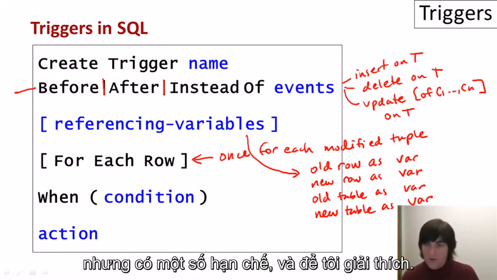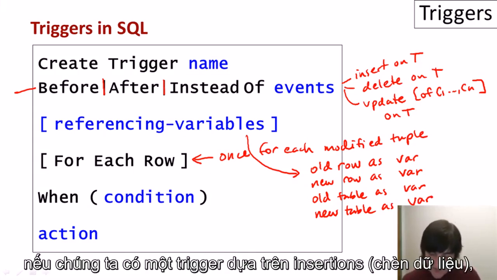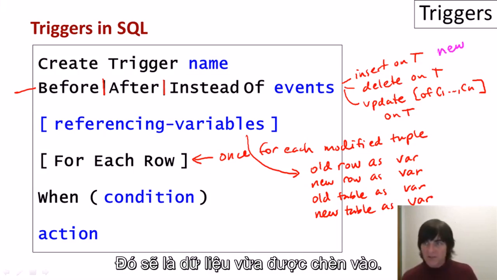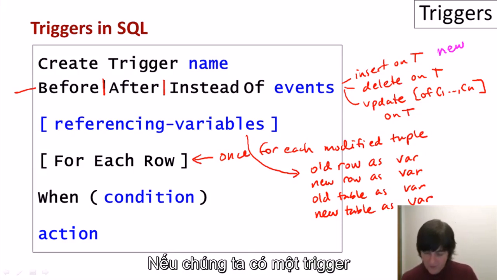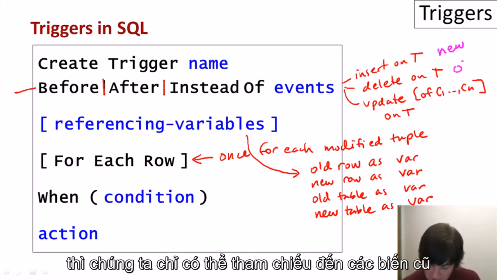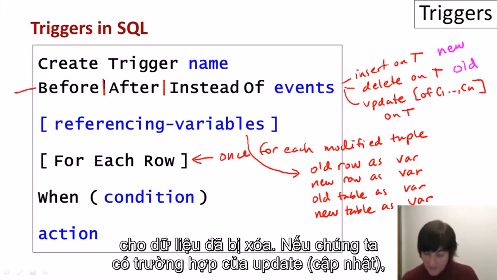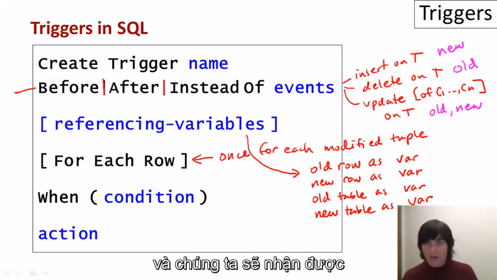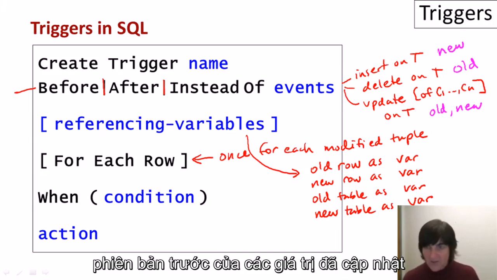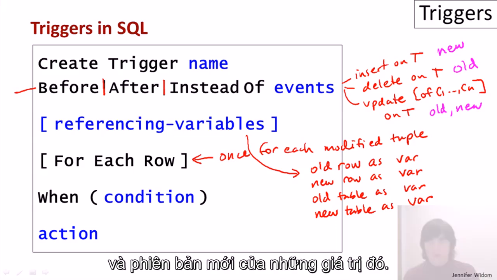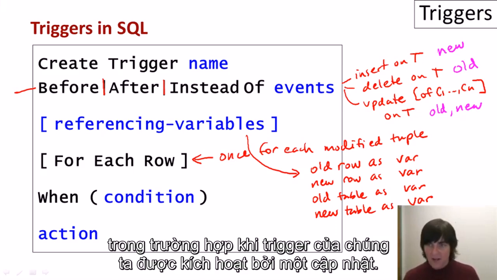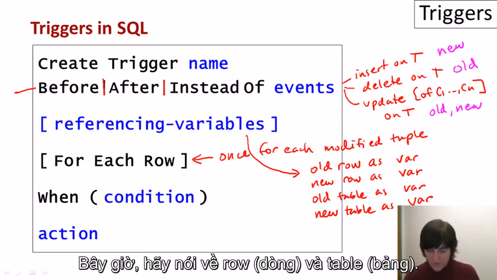and let me explain. First of all, if we have a trigger that's based on insertions, then we can only refer to new data. That would be the new inserted data. If we have a trigger that was activated by deletions, then we can only refer to the old variables for the deleted data. If we have the case of update, then we can refer to both old and new, and we will get the previous version of the updated values and the new version of those values. So we can only have both old and new in the case when our trigger is activated by an update. Now let's talk about row versus table.